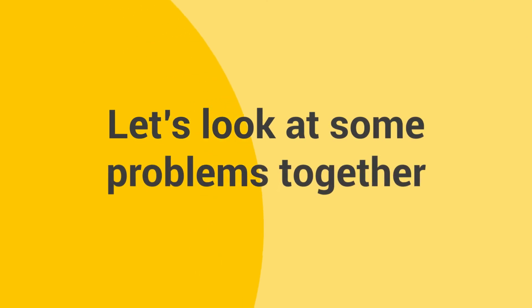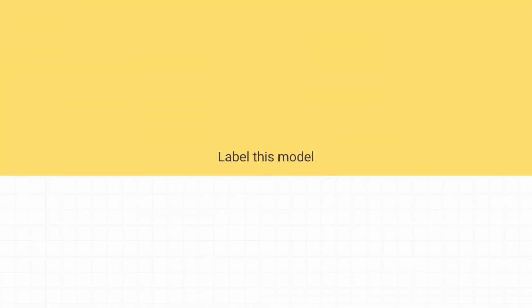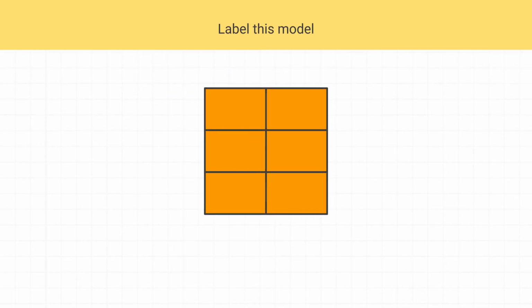Now let's take a look at some of these problems together. Let's go ahead and label this model. Well, let's do this just like we would for any other fraction. How many pieces has this square been cut into? Well, you can see the square, it's cut into 1, 2, 3, 4, 5, 6 total pieces. So the denominator of the fraction will be a 6. Now, how many pieces are shaded in the model? Well, we could again count that: 1, 2, 3, 4, 5, 6 pieces are shaded. So the numerator of the fraction is 6.